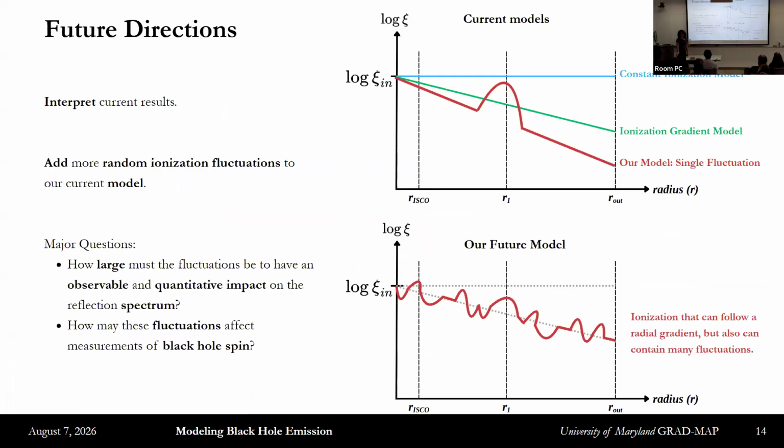To further this project, we must first interpret the results of our single fluctuation profile. Then we can eventually add more fluctuations like shown here. These new models raise major questions. First, how large must the fluctuations be to have an observable impact on the spectrum? And second, how may these fluctuations affect black hole spin measurements?